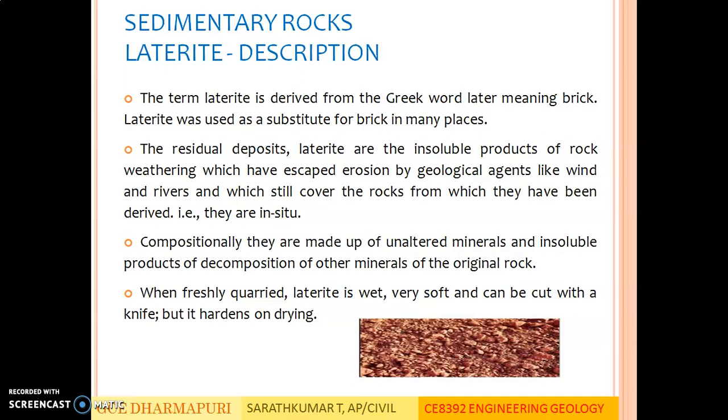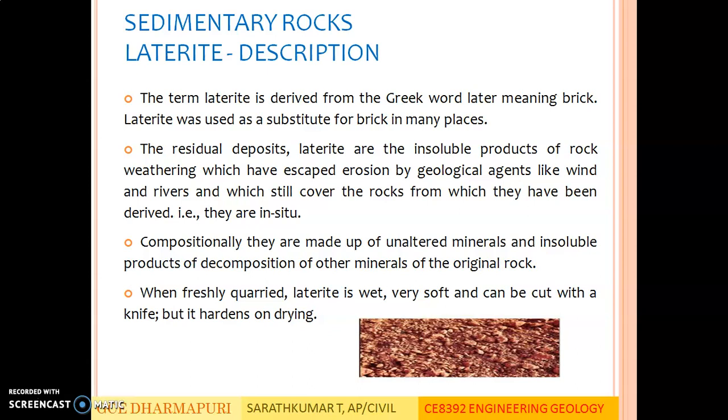The next sedimentary rock is laterite. Till now in sedimentary rocks we have seen limestone, sandstone, and shale. These are all transported types of rocks. These rocks are formed far away from the original parent rock. Since all the sedimentary rocks are weathered rocks, the above three rocks, sandstone, limestone, and shale, are all formed far away from the original parent rock, whereas laterite is the only residual rock we are going to see in sedimentary rocks.